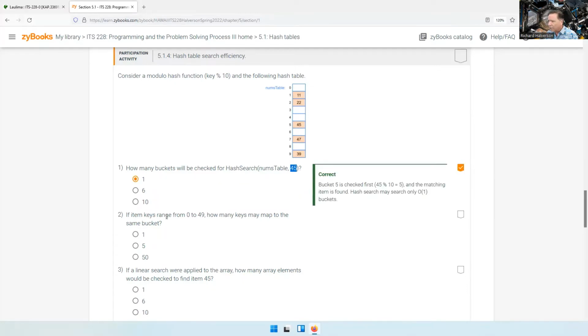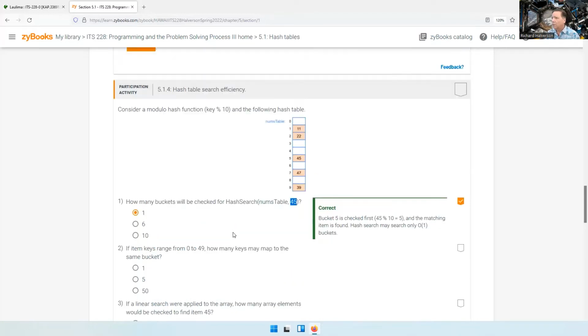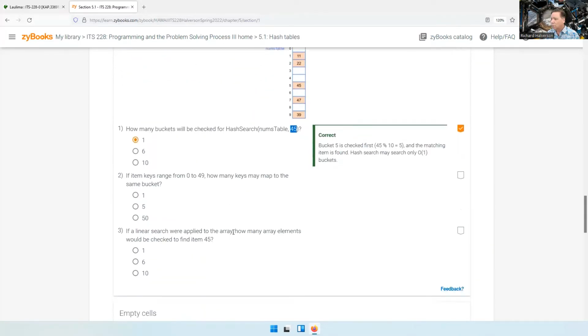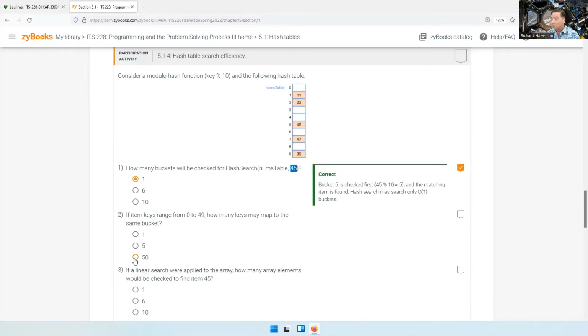If item keys range from 0 to 49, how many keys may map into the same bucket? How many keys? There must be some other parameters here. I'm not sure what it's asking. All 50 keys map in the same bucket.